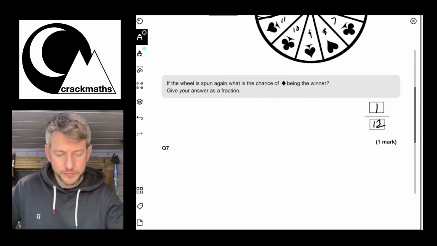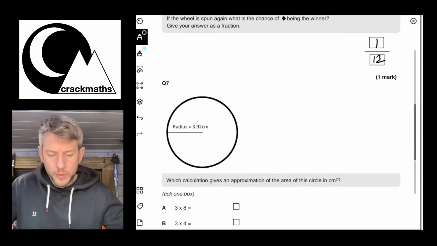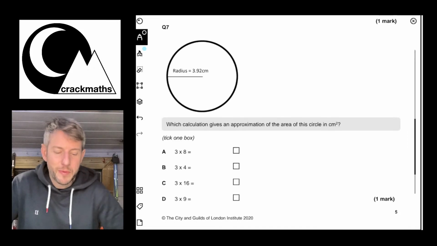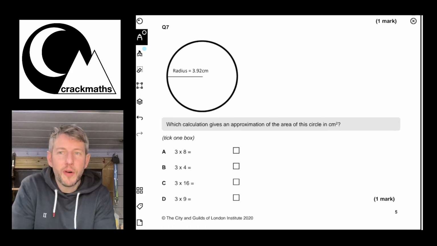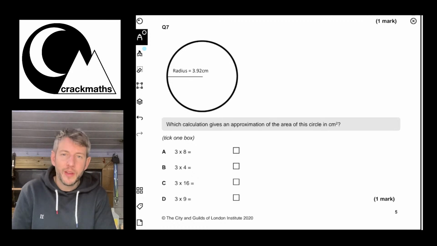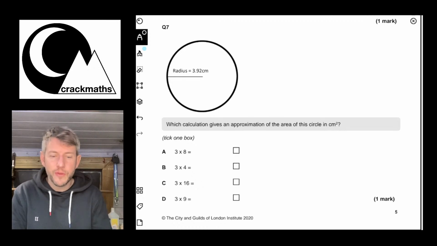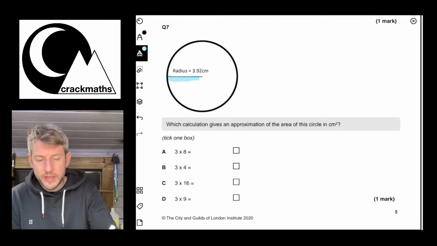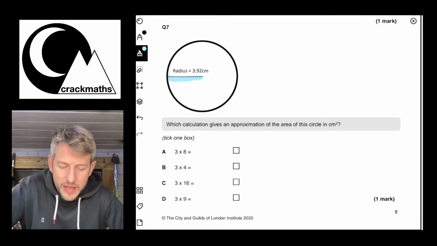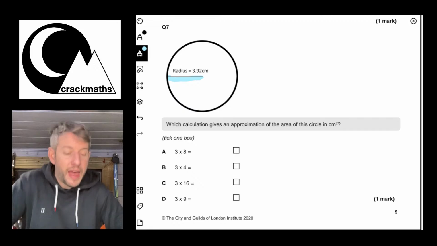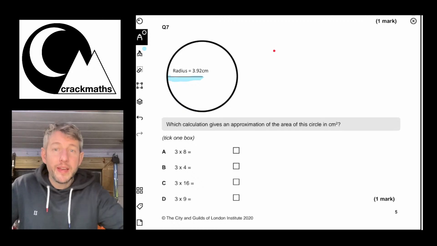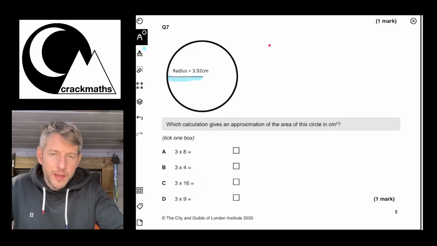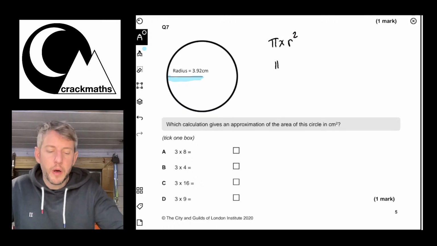Question 7. It's an estimate one. We've got a circle here with a radius of 3.92. The radius refers to the distance from the centre to the outside, so you can see that on this line. What we need to do here is find which calculation gives an approximate area of this circle. The area of a circle is, have a think if you remember it, pi times radius squared, which is pi times radius.